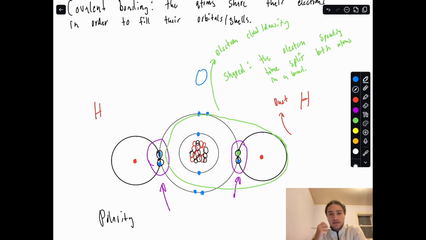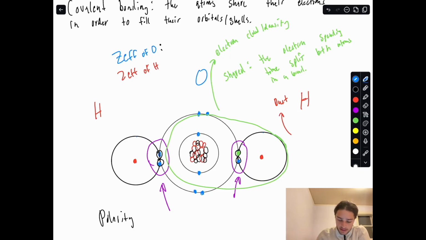Okay, hopefully you spent a little bit of time thinking about that. And it's going to come back to the mother of all the trends, our effective nuclear charge. So effective nuclear charge is more or less the reason. I'm not going to go over how I calculate these because you can see that in the previous videos, but the Z effective of oxygen is 6 and hydrogen is 1.